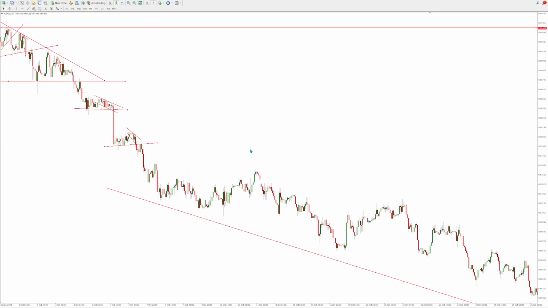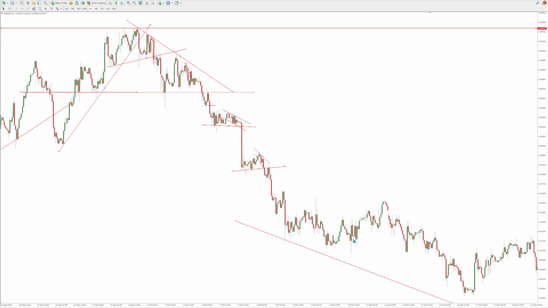Hopefully that's given you an idea of lower lows and lower highs and the different ways you can implement them within your trading strategy. Just to recap, look for a downtrend. Because we're going to sell, lower highs, lower lows, market's going down. And we're just timing our entry.